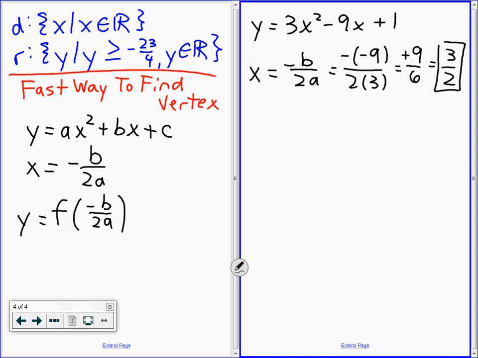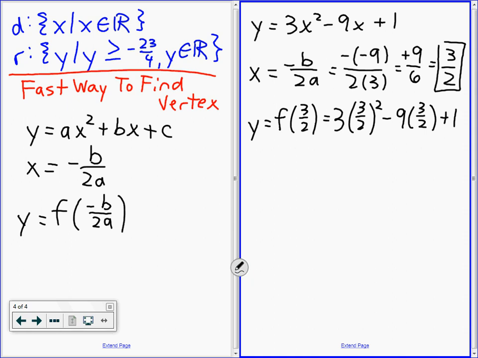You want to see something amazing? If you go back, what was the vertex on the last page? Hopefully it was 3 over 2. Now that's my x value. How do you get the y value? Well, we just subbed it into the equation. So y is going to be f of 3 over 2 equals 3 times 3 over 2 squared minus 9 times 3 over 2 plus 1.